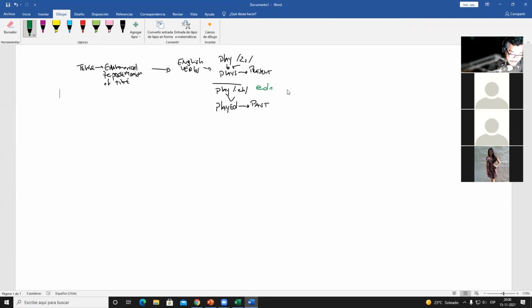Therefore, the English verb can be inflected so as to represent present and past, right? Therefore, and as a consequence of this, the English language allows us to represent present and past tense, right? Present and past tense. Okay? So this is really, really important.